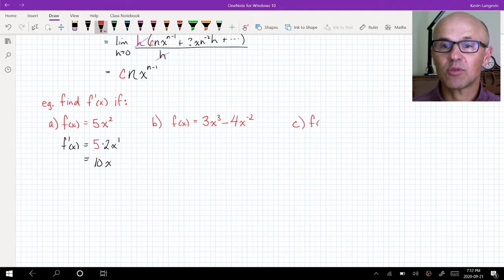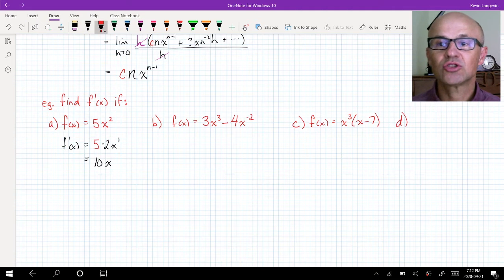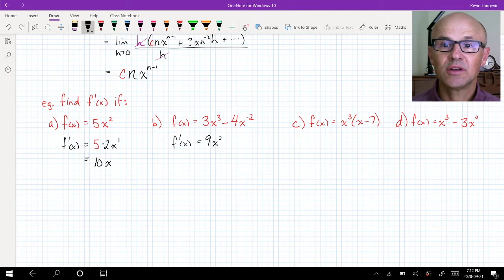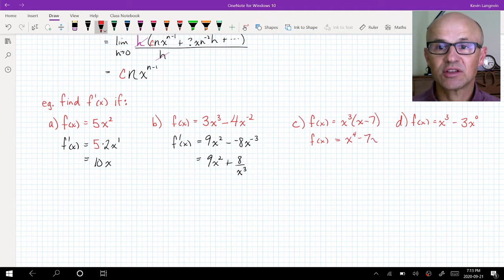We'll take a look at a couple more of these. I'd ask you perhaps pause the video right now, try these, and then when you've given them a try, start up the video again. The first, bring down the power of 3 multiplied by the constant 3 gives me the 9. Bring down the power of negative 2 times the constant 4 gives me negative 8, and then I tidy it up.